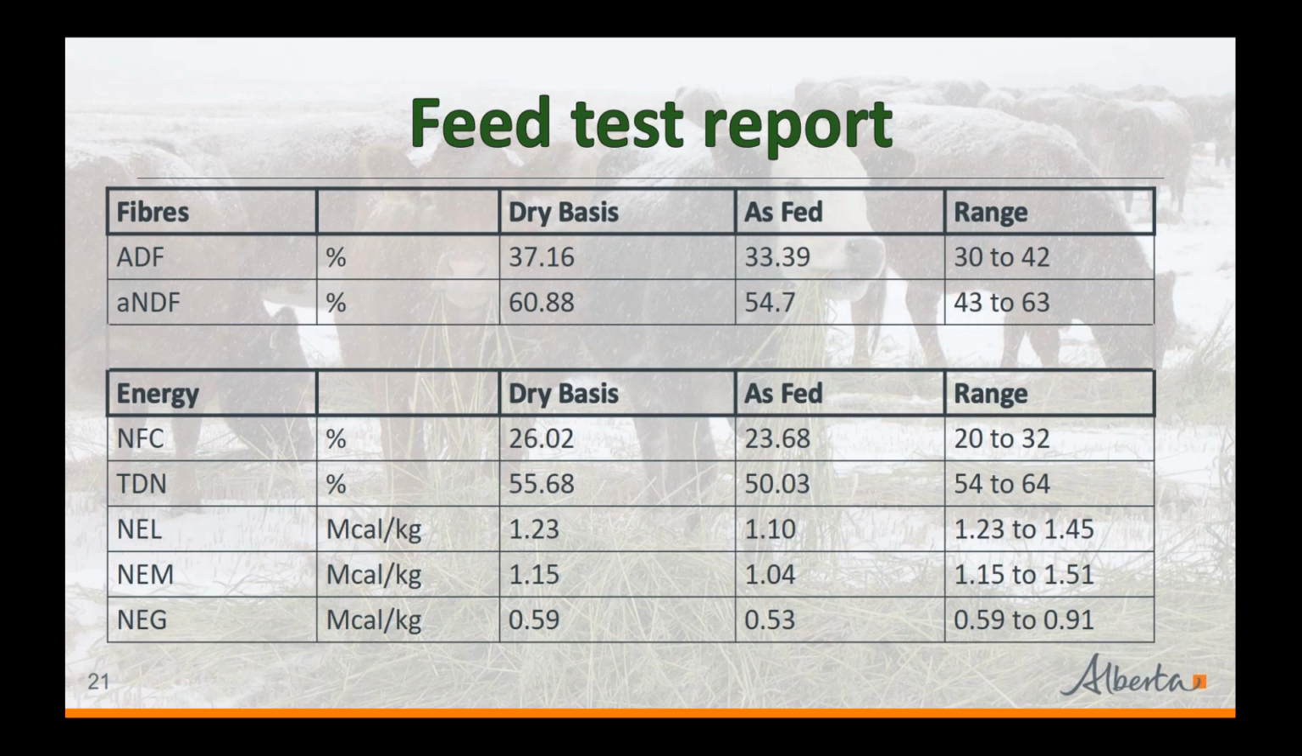With these fiber numbers, they calculate out energy values for TDN, or digestible energy. Both of them are interchangeable, the net energy system, and we'll get into that right now.